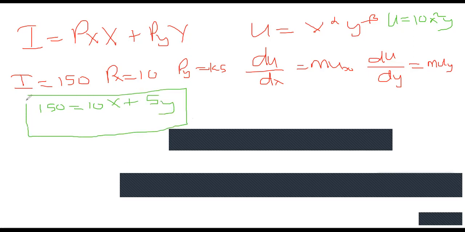This is a budget line. It is also called the optimization problem. You just put the price of X, which is 10 kwacha, then put an X there, plus the price of Y, which is 5 kwacha, then you put a Y there. Are you together on the budget line?